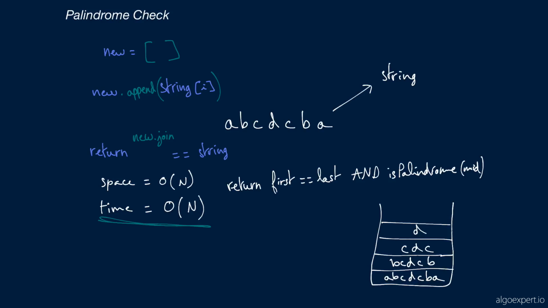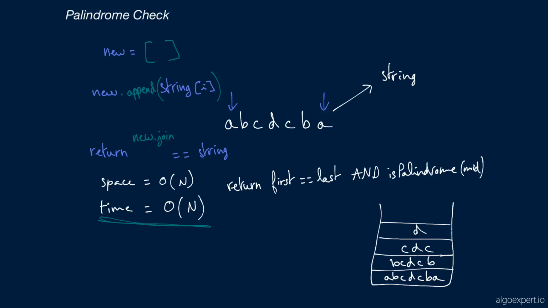Well, we can do this with pointers. We can start with a pointer above our first letter, above A, and with a pointer above our last letter, A. Compare the two, and if they're equal to each other, keep moving. If they're not equal to each other, then just return false. We don't have a palindrome.